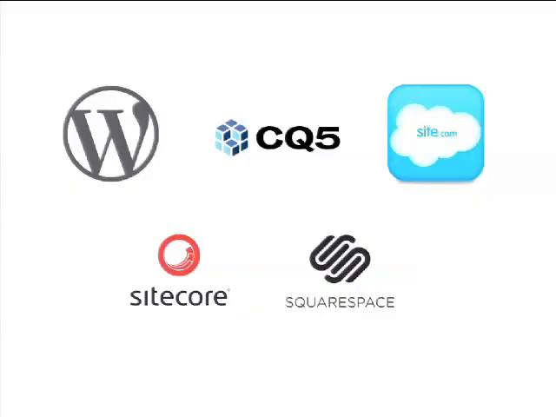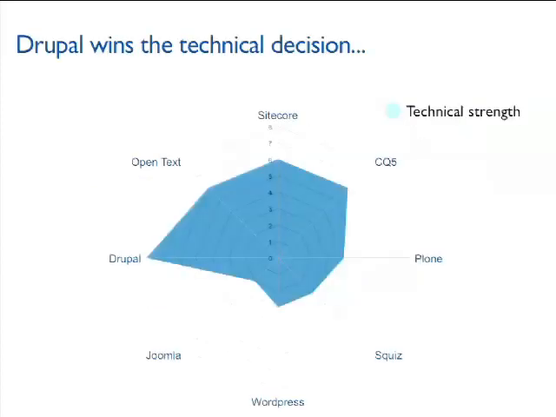So our process was we looked at a bunch of different alternatives to Drupal, not only open source alternatives like WordPress, but also things like Sitecore and CQ5 and some proprietary alternatives as well, and mapped out the strengths and weaknesses of each platform. And what we found is that Drupal wins on the technical decision, hands down. There's really nothing out there that can touch Drupal in terms of its flexibility, its modularity, its architecture, all of the stuff that we love about it.